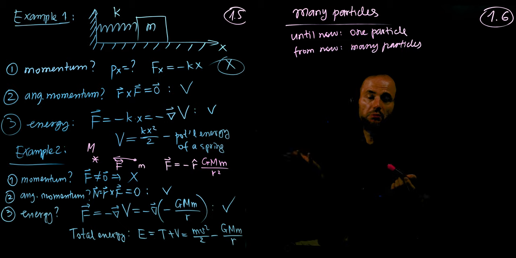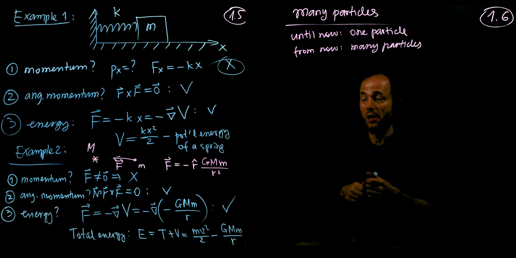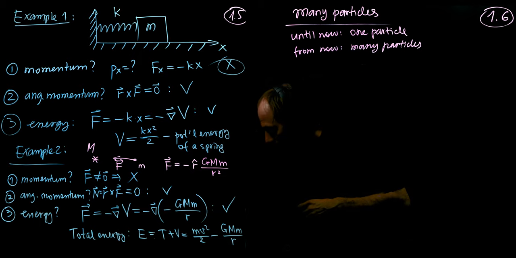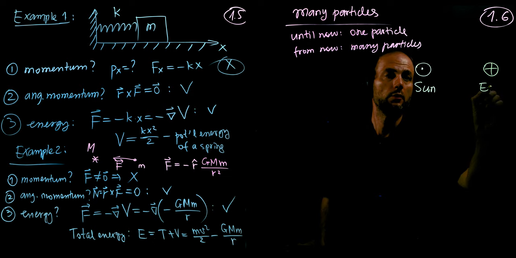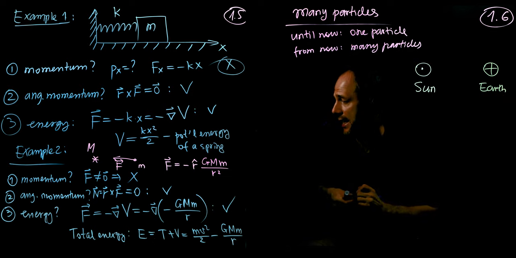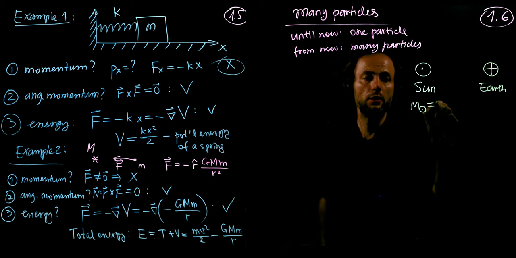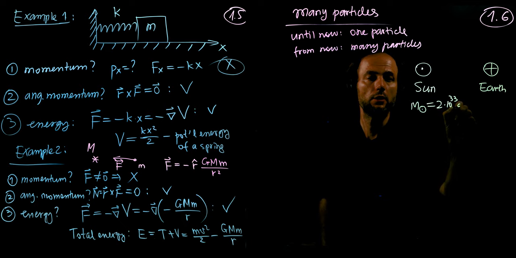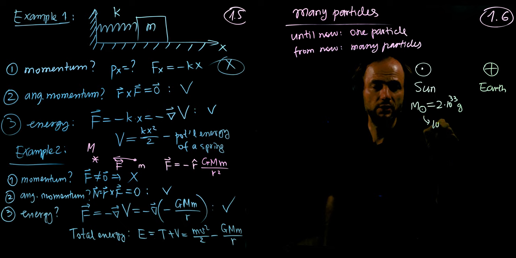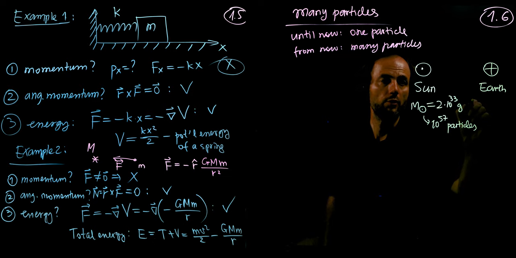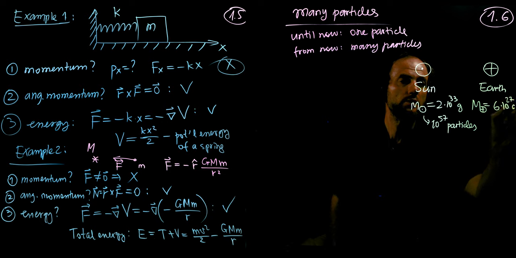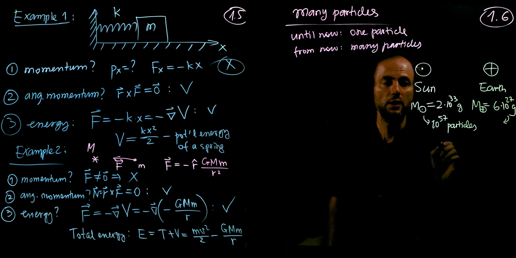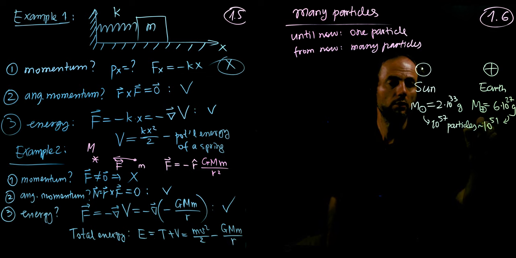And what kind of example can I give you in order to convince you that this is important? Well, let's consider the case of the Sun and the Earth system. So the Earth is orbiting the Sun, and the mass of the Sun is 2 times 10 to the 33 grams. That is around 10 to the 57 particles. For the Earth, the mass is roughly 6 times 10 to the 27 grams. And that translates into 10 to the 51 particles.